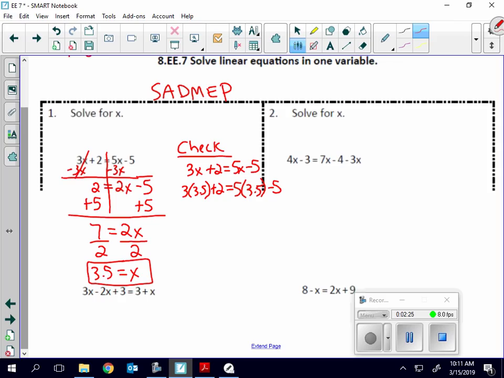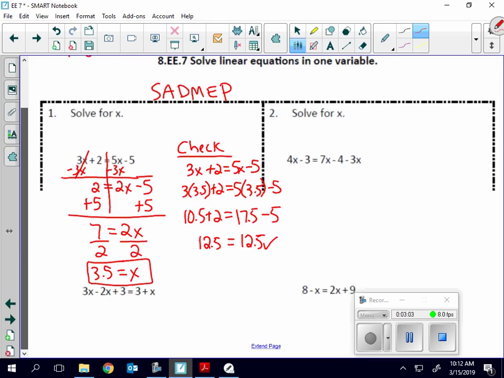Well, let's see. 3 times 3.5, we can use our calculators here. 3.5 times 3 gives me 10.5. Plus 2, we're going to see if that equals 5 times 3.5, which is 17.5 minus 5. Well, what's 10.5 plus 2? That gives me 12.5. And 17.5 minus 5 also gives me 12.5. So it checks out.